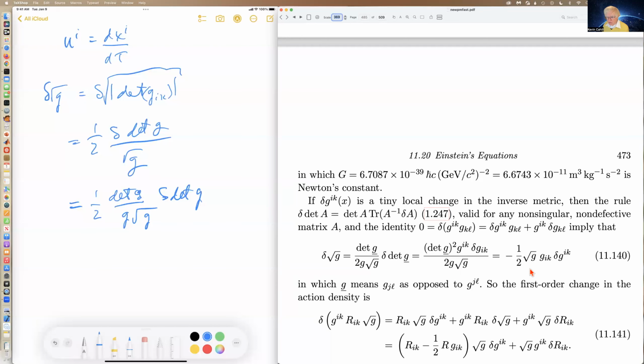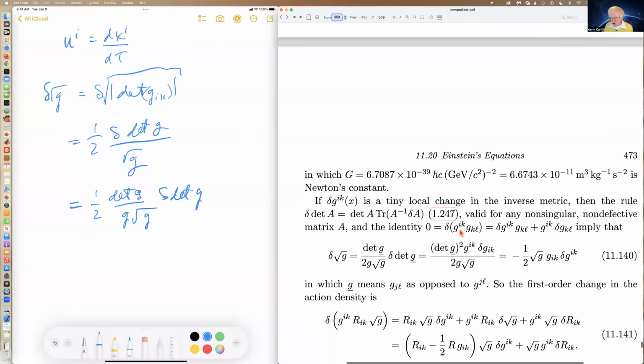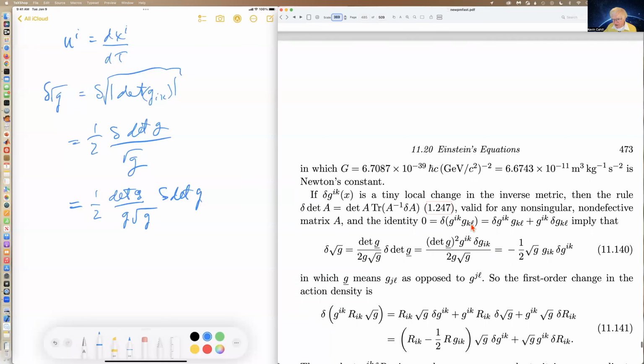and it's also true that this matrix product here is just a Kronecker delta, delta_il. In other words, delta_il is equal to g^ik g_kl. And so obviously its variation is going to be 0. And so that's equal to the change in the upper times the lower plus the upper times the change in the lower. So we can shift from this to this, but we get a minus sign.